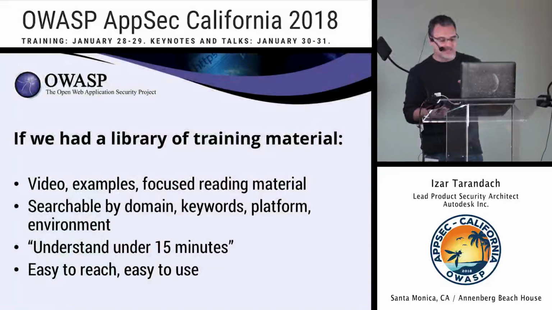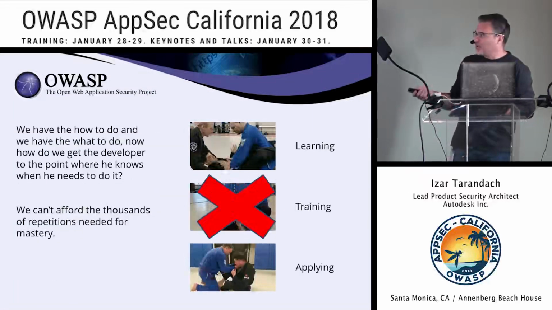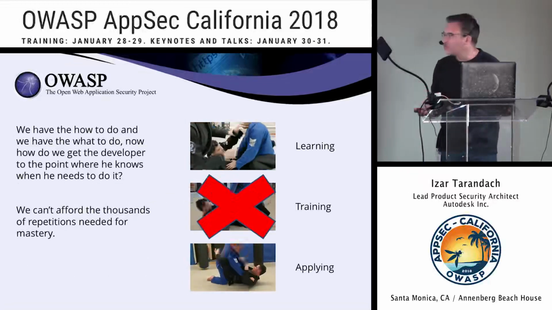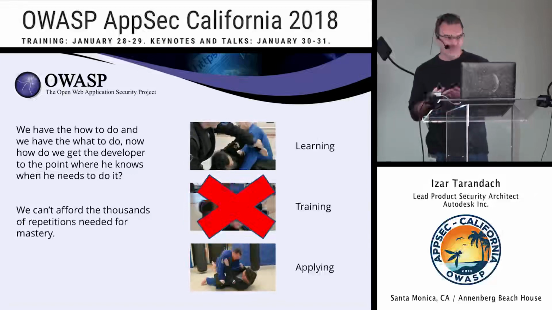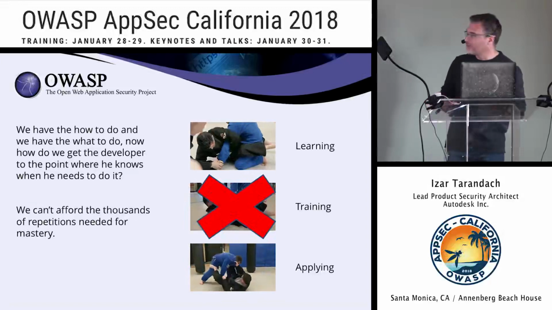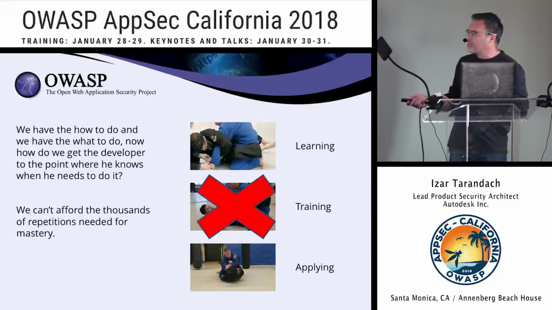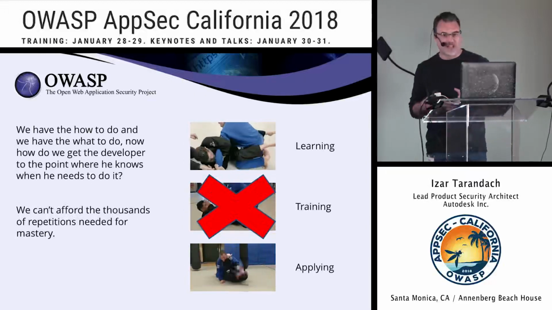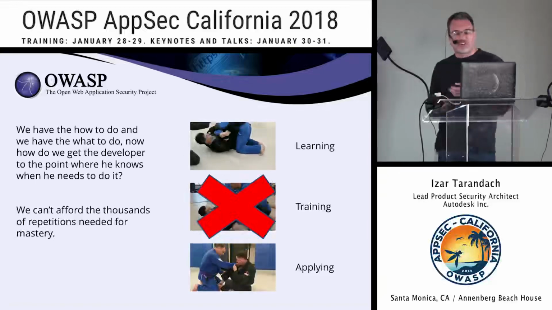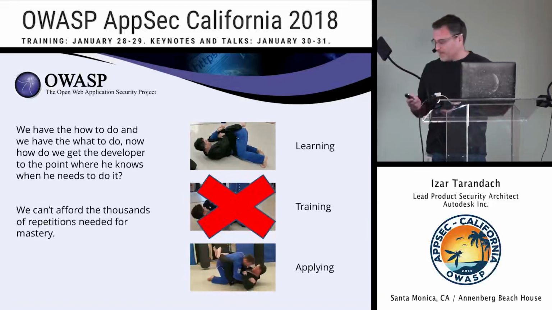But let's assume for a second that this exists. So we have the how to do, which is the thing showing you how to do it, and we have the what to do. We have the security, the notable security events that I want the developer to be able to fire. Now, how do we get him to the point where he doesn't need this 1,000 times of repetition, where he doesn't have to go over it again and again to get to the point where he can fire the event as soon as we can?